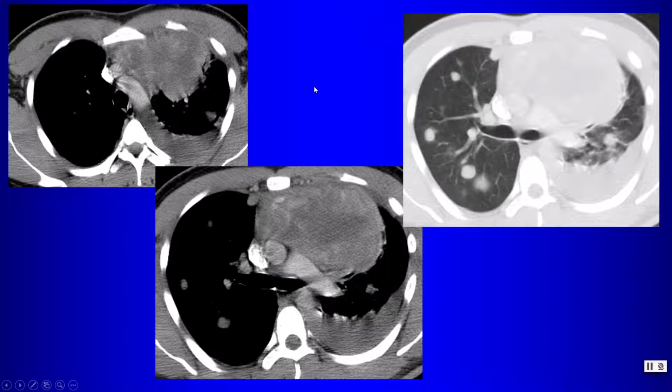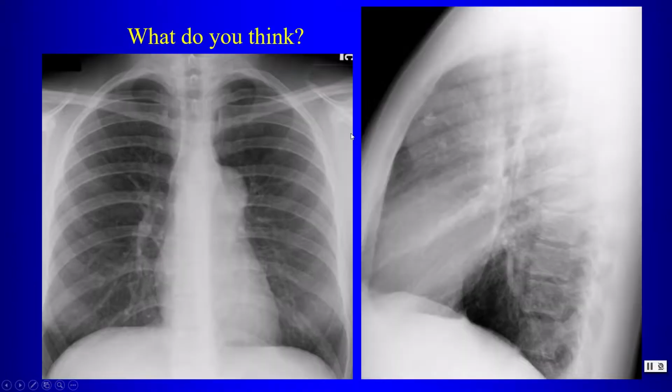Well, certainly it could be lymphoma. That's a consideration. We've discussed thymic carcinoma. That can give you hematogenous metastases. But in a young man, another consideration is a malignant germ cell tumor arising primarily in the mediastinum. And the most common of those is seminoma. This was a seminoma.